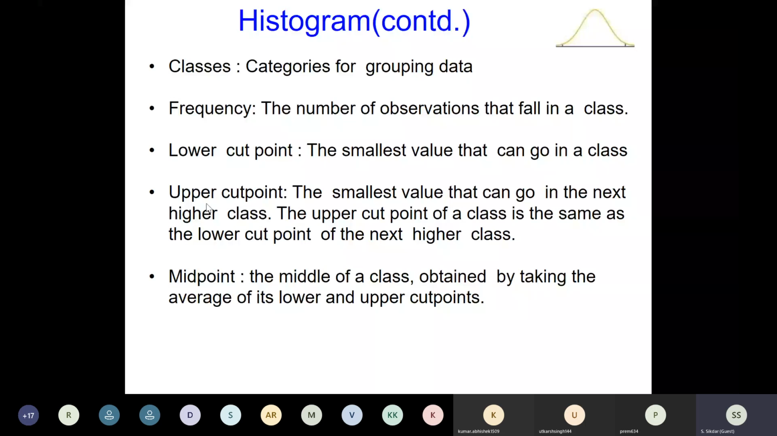Okay, and as there are a lower cut point and an upper cut point, you can always have the middle point of them, and that is called the midpoint, the middle of the class, which is estimated by taking the average of its lower and upper cut point.